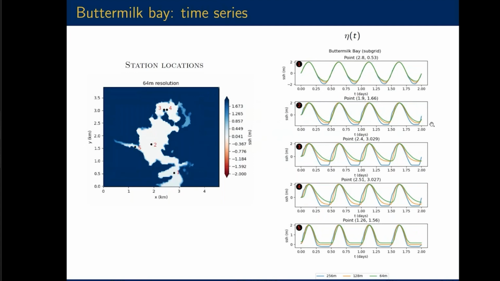In this plot, when we incorporate subgrid in the run, although not perfect, the solution becomes much less sensitive to the resolution, as we also saw in the parabolic bowl problem. So this Buttermilk Bay and parabolic bowl are right now in the E3SM repository. If you want to check it out, please feel free to do so.